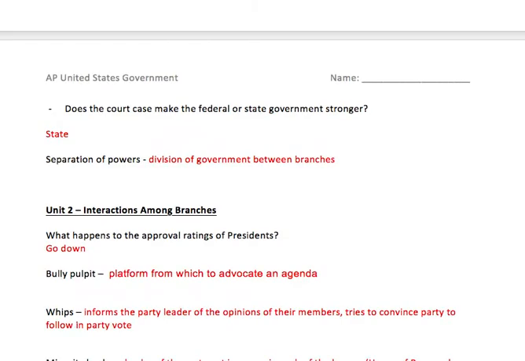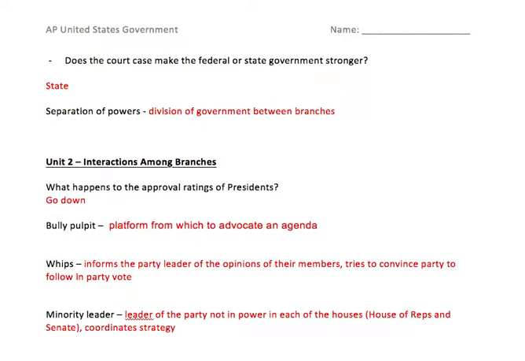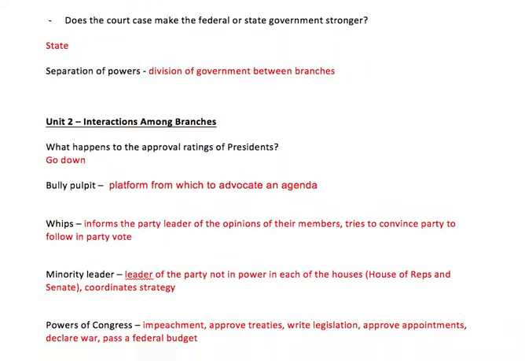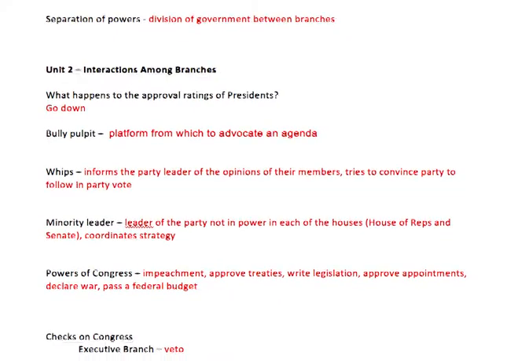Separation of powers, again, is the idea of the division of government between branches. Each branch has their own list of powers.